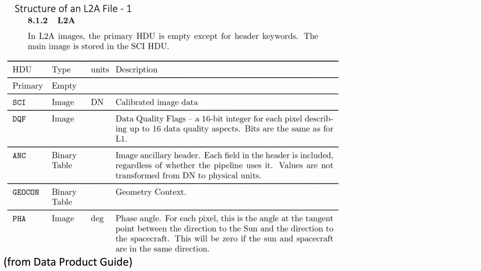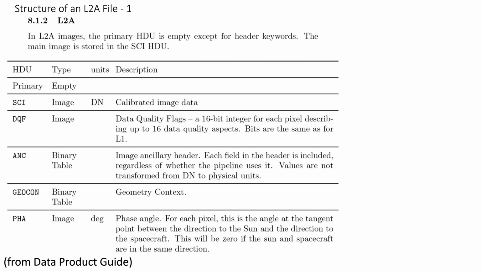Here's a level 2A table. Again, here the science image is in the first HDU after the primary. There's no image data associated with the primary header or the primary HDU. We have the data quality flag, which has now been updated to include uncertainties in calibration. In other words, if there's a bad flat field pixel, or something weird going on, or something that wasn't flagged in level 1 and is related to the products, it will show up in the level 2A data quality field. And the ancillary data, again, you really don't care what that is for the most part.